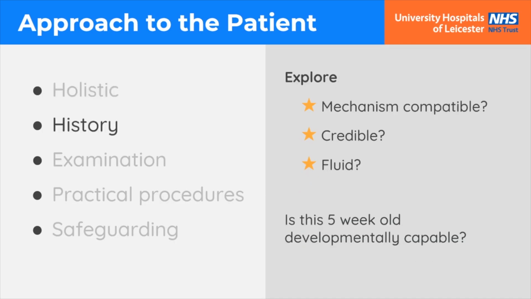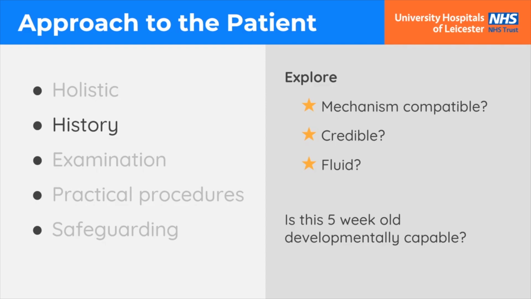When taking the history of the presenting complaint, it's important to explore any history that is offered in the context of whether it is compatible and whether it is credible. It's also worth noting whether it is fluid when it is reproduced. In this patient's context, it's entirely compatible and credible for a 5-week-old to be vomiting. And further history may better define the nature, timing, volume, associations, etc.